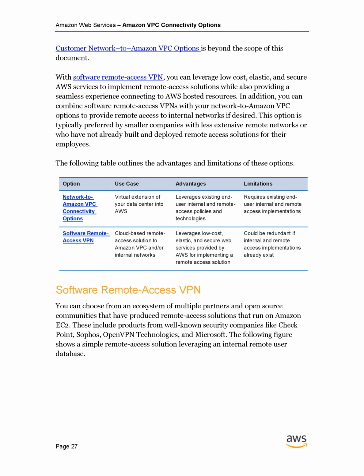Software Remote Access VPN. You can choose from an ecosystem of multiple partners and open source communities that have produced remote access solutions that run on Amazon EC2. These include products from well-known security companies like Check Point, Sophos, OpenVPN Technologies, and Microsoft. The following figure shows a simple remote access solution leveraging an internal remote user database.